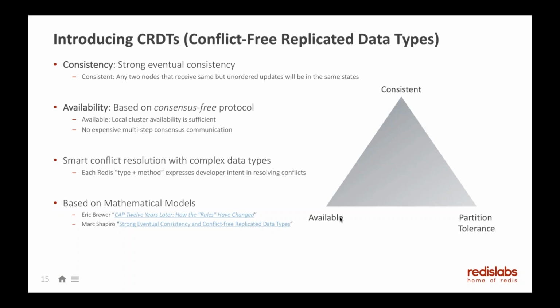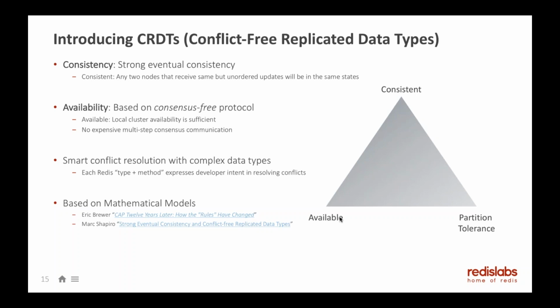CRDTs also provide availability. So unlike the consensus-based protocols like two-phase commit or quorum-based write, CRDTs do not require all participants to be available and up-to-date for a write to succeed. So each one of the copies can independently write, and the conflict resolution happens for these complex types behind the scenes automatically based on a well-defined set of rules.